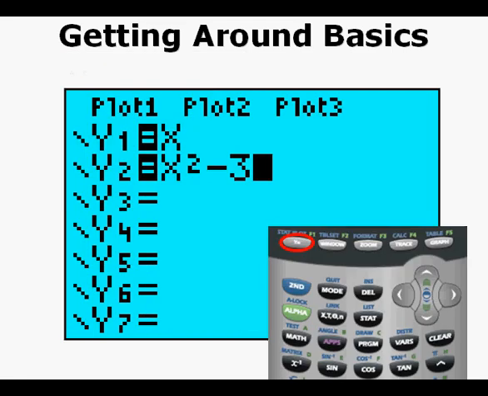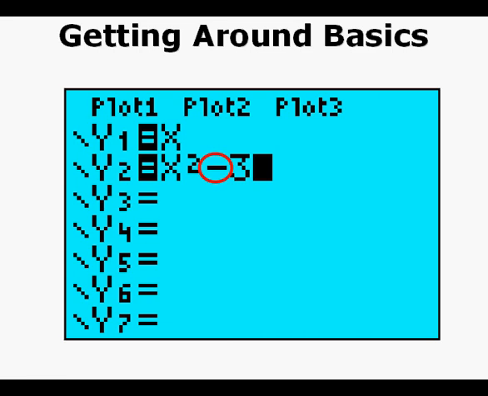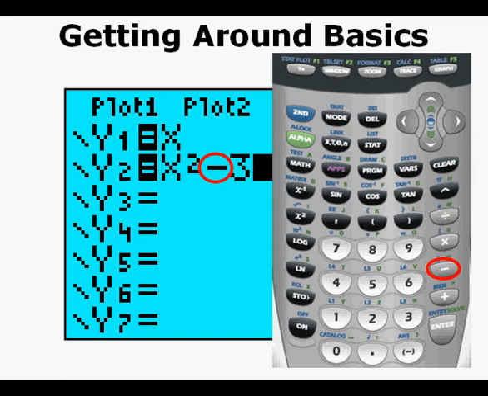We go back into the function editor and enter a second equation in y2, y equals x squared minus 3. Look at this sign, it's the minus sign. To get the minus sign, we must press the key shown at the far right of the keypad. Not to be confused with this negative sign at the bottom of the keypad.